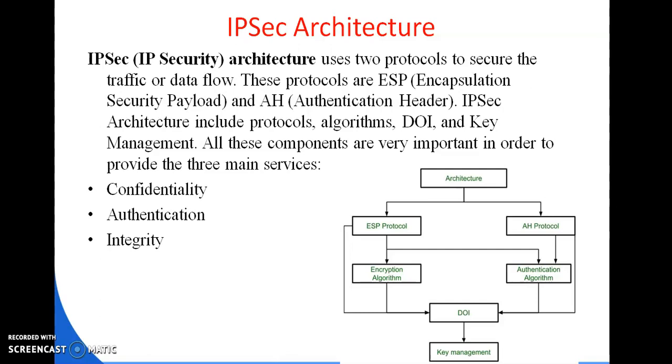ESP authentication, and the security parameter index, SPI. This parameter is used in security association. It is used to give a unique number to the connection built between client and server. And payload refers to the ESP protocol and AH protocol.